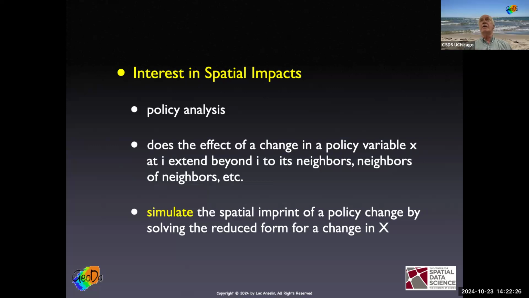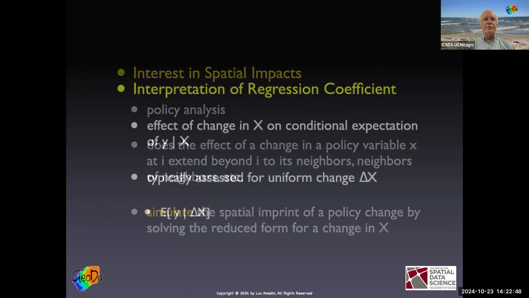Is it there to begin with? That would be the difference between a lag model and an error model. Error model, no spillovers. Lag model, yes. And then how large is it and how far does it go? So the strength and the spatial range of the multiplier, these are really important concepts.